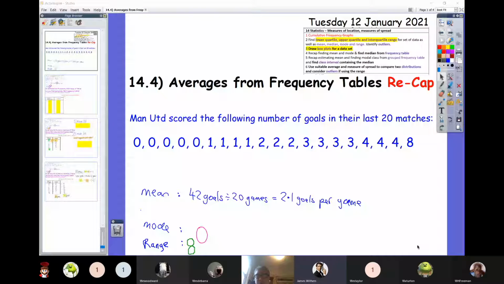14.4 averages from frequency tables. Now, this is a recap. We've done this before. We did this last year. So hopefully, just with a quick bit of revision, you should be fine on this.